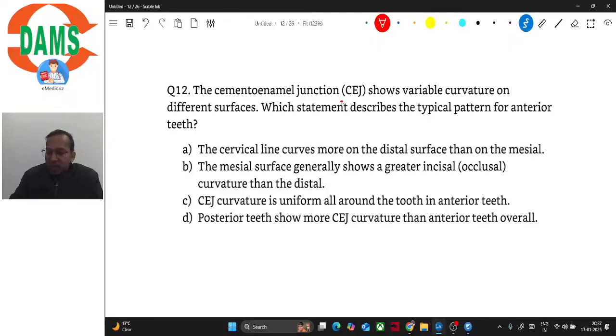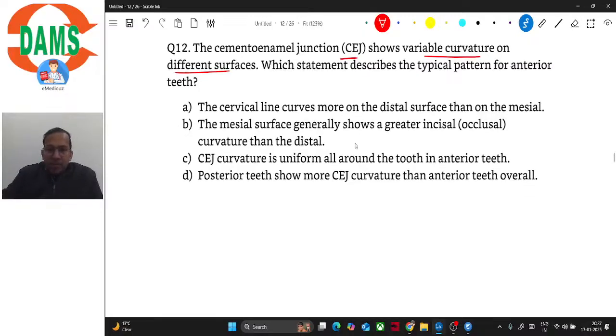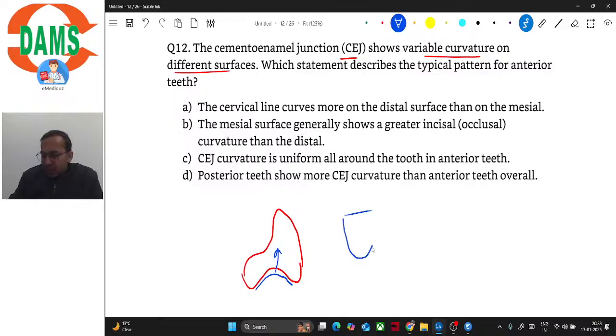The cemento-enamel junction shows variable curvature on the different surfaces: buccal, lingual, mesial, distal, right? On the mesial and distal sides, it curves towards the incisal edges or the surface. So, let's say this is an anterior tooth. On the proximal side, the cemento-enamel junction curves towards the incisal surface, whereas on the facial or lingual surfaces, it curves towards the apex or towards the root, right?